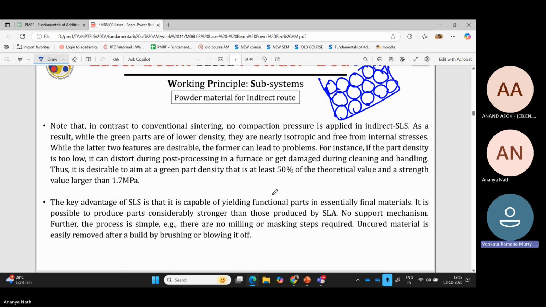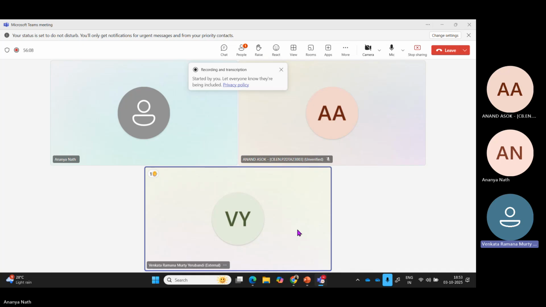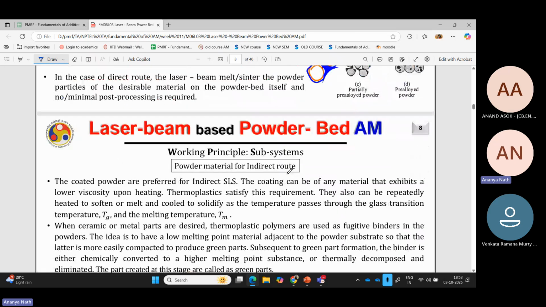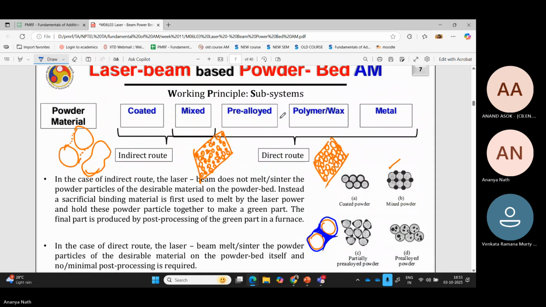Excuse me. Yes. In powder material, the types, ceramic was not given, no? Here ceramic is not given, but ceramic printing is also there. Yeah. I think metal powder itself can be called ceramic.